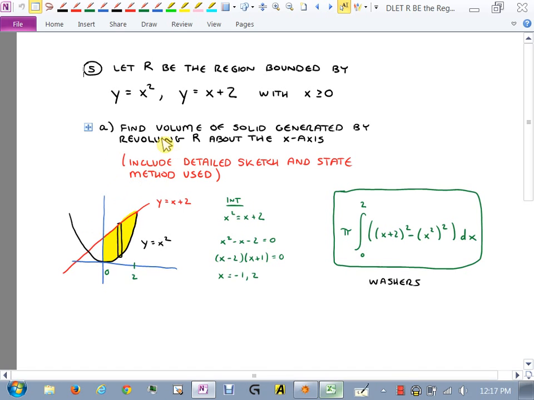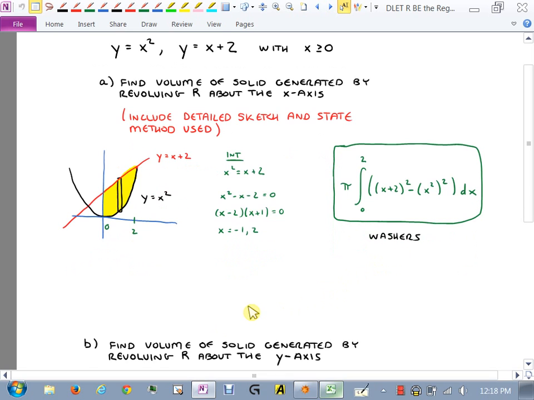Find the volume of the solid generated by revolving R about the x-axis. Include a detailed sketch and state the method used. So here's the sketch. Here's the setup. I'm using washers. Notice it's not evaluated. I told them that when I gave them the test. Number 5, you do not evaluate. You just set up the integral.